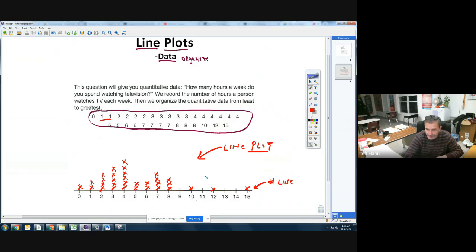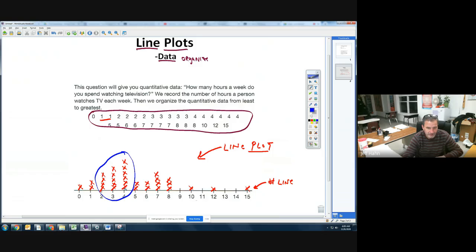To plot something kind of means you make marks for whatever it is here. And this organizes our data just a little bit. So when you look at line plots, you kind of look at where you see the most X's stacked on top of each other. You could see what we call a cluster there, where most kids, in hours a week, are spending between 2, 3, and 4.